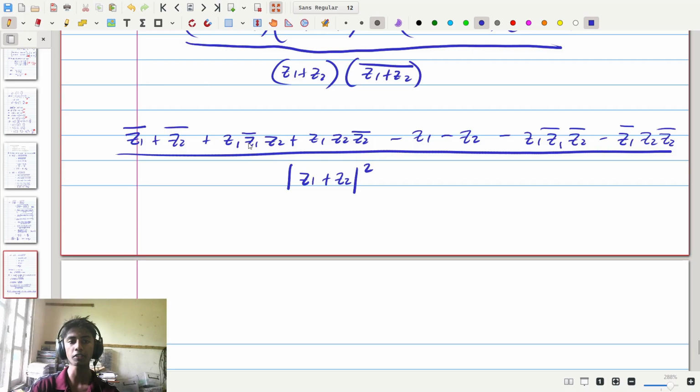Now, in this expression, we can see we have a bunch of z1 times z1 conjugates here and here, and we also have two z2 times z2 conjugates here and here.